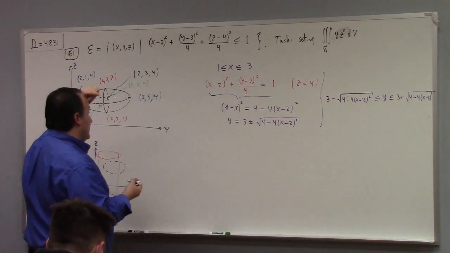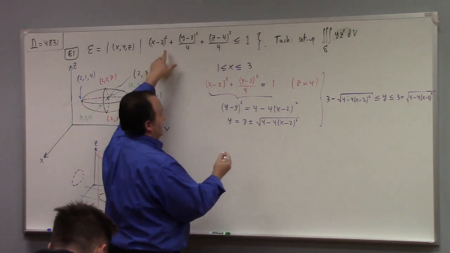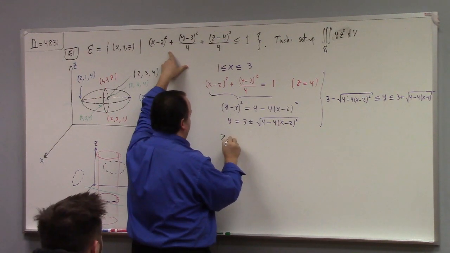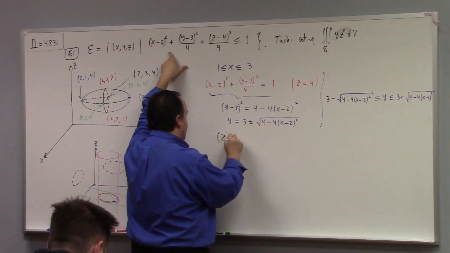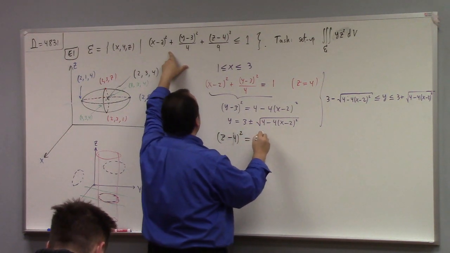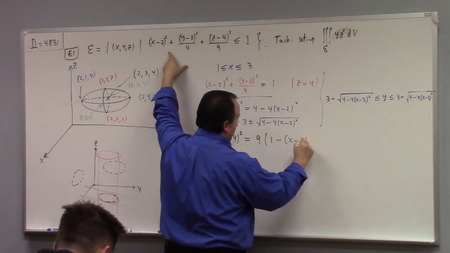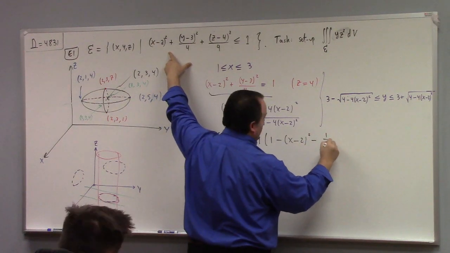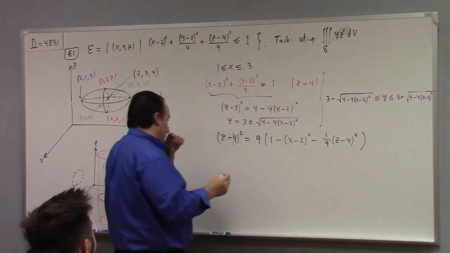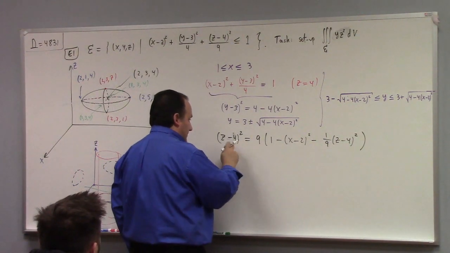Okay? If I solve that for z, what do I get? I solve this one for z. I get z minus 4 squared is equal to 9 times 1 minus x minus 2 quantity squared minus 1/9 z minus 4 quantity squared, like that. All right? And so, finally, I can solve that for z, right?